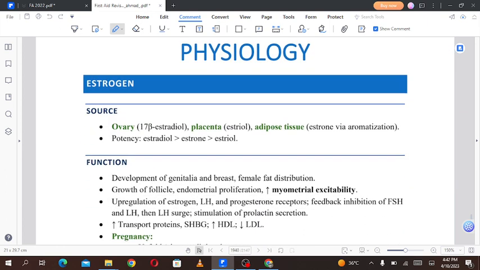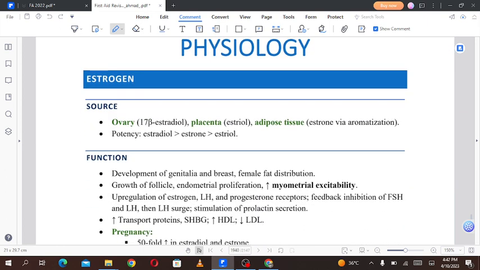Moving forward to the physiology, now here we have estrogen. The sources of estrogen are the ovary, that is 17 beta estradiol, placenta, and adipose tissue. So these are the three sources of production of estrogen. First one is the ovary, that will produce 17 beta estradiol. Then the placenta will produce estriol, and then adipose tissue will produce estrone via aromatization. So the potency is in the order that estradiol is most potent, then estrone from the adipose tissue, and the least potent is the estriol coming from the placenta.